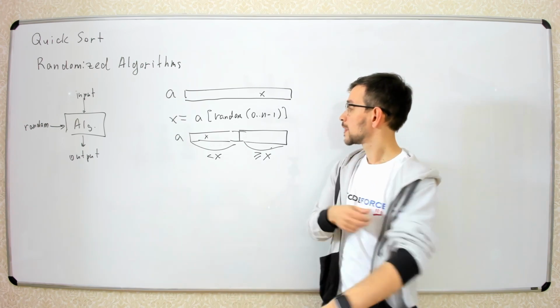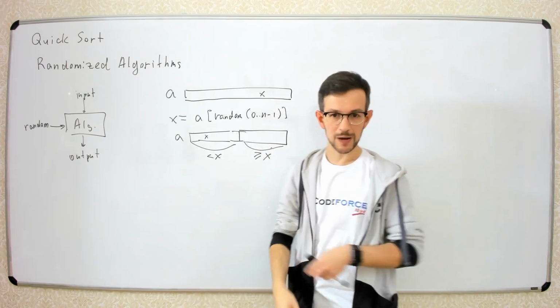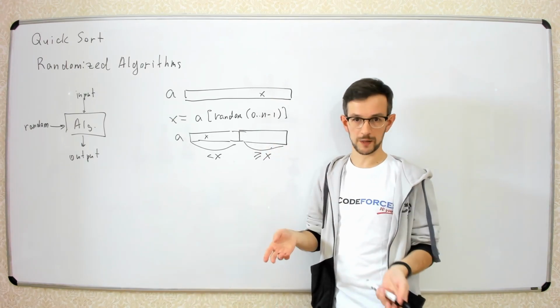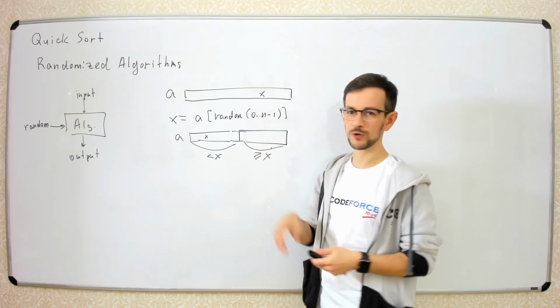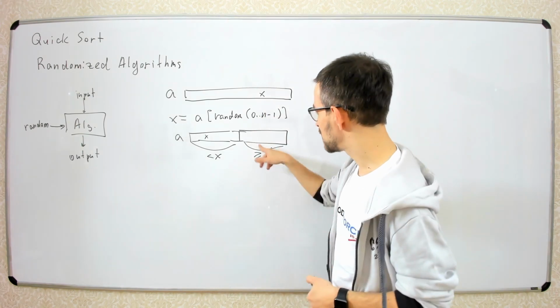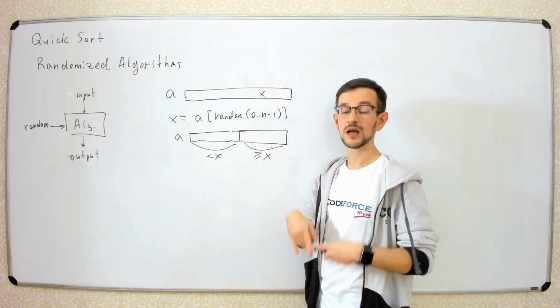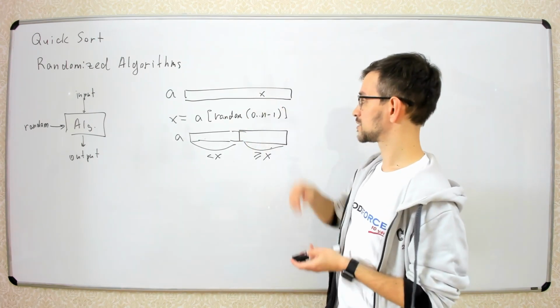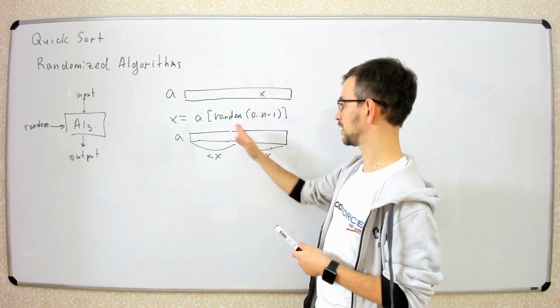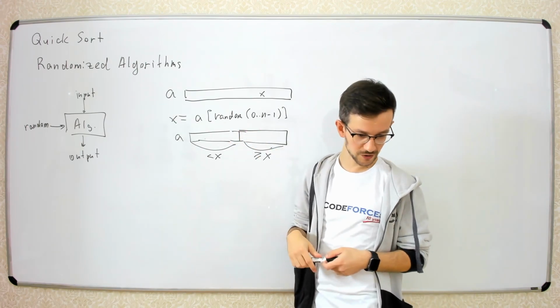If we pick elements randomly, sometimes we can pick a bad element. So this element is not always a good element. In this picture we split the array almost in halves, but in reality you may pick some wrong element. So the array will be split not in equal parts. So it may happen.